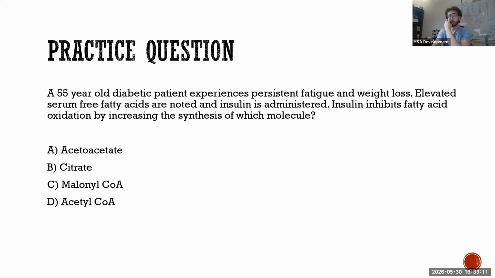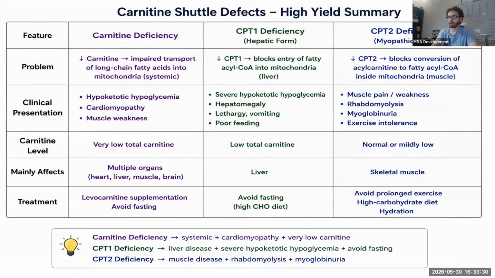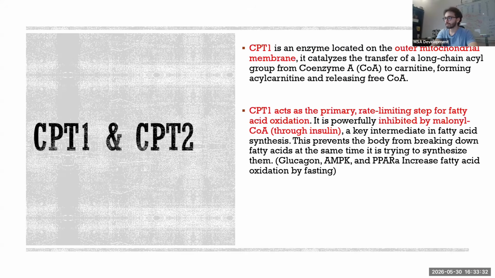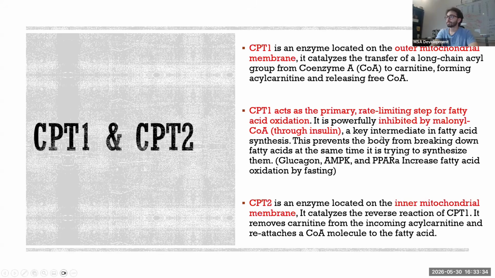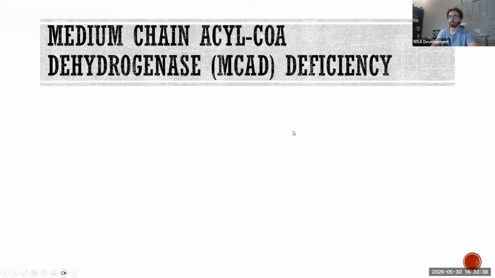Okay? Well, this question is asking about how insulin inhibits fatty acid oxidation. I told you guys that there is a substance that inhibits CPT1, and this substance is pushed by insulin. It's malonyl-CoA. I mentioned it in the slides. I'm going to go back just so you guys can link it well. Here, CPT1 is inhibited by malonyl-CoA through insulin. Okay?